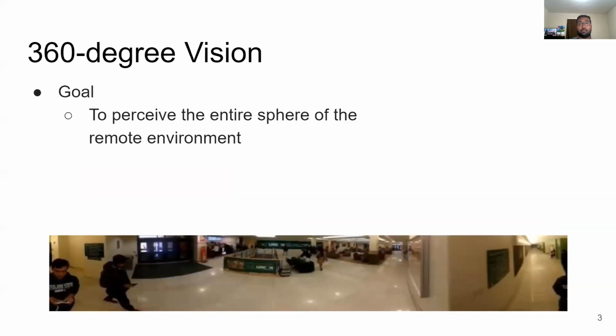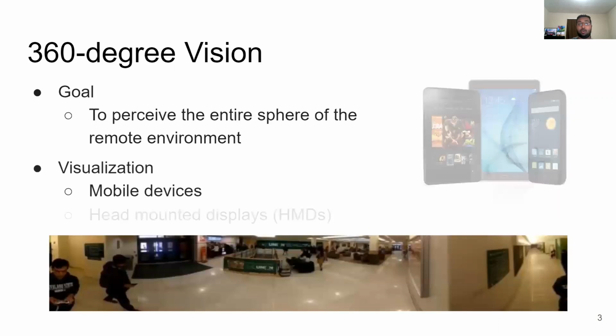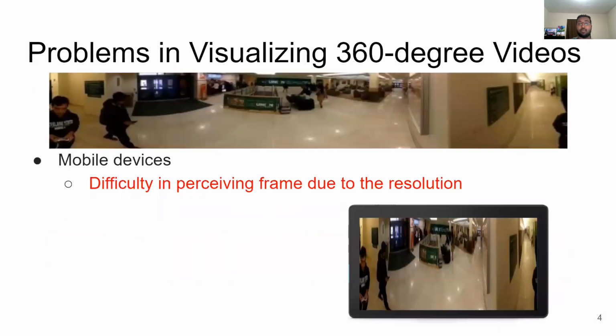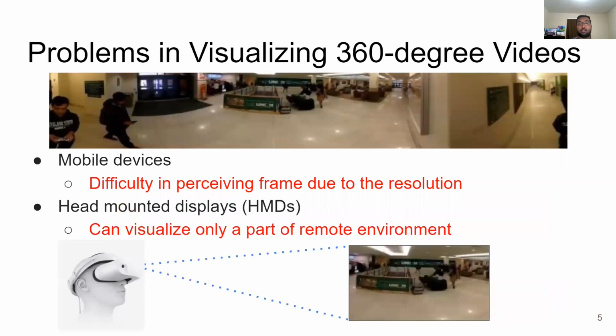Recently, researchers have equipped mobile telepresence robots with a 360-degree camera to perceive the entire sphere of the remote environment. The 360-degree frames are often represented using equirectangular images, which can be seen in the slide here. To visualize the 360-degree videos, one can use a mobile device or a screen or a head-mounted display. The problem with using mobile devices is that it makes it difficult for the human operator to perceive the frame because of the size of the device. Mobile devices are usually not designed to visualize such content.